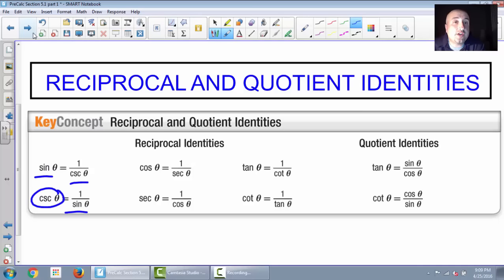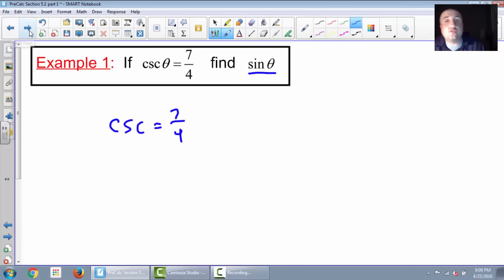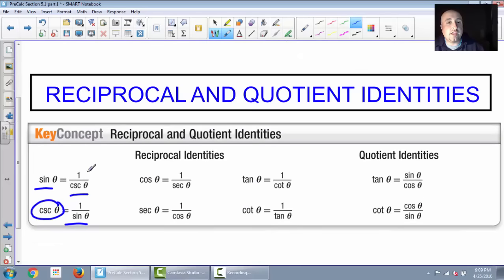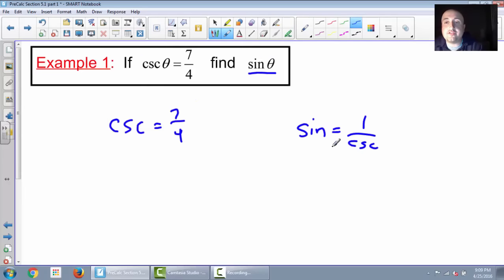Well, what are we trying to find? We're trying to find sine, so I'm going to use the one that says sine is equal to 1 over cosecant. So this first one right here. We're trying to find sine, and we know cosecant, so we're going to use this one. All I did was rewrite it, and then we fill in everything that we know. We don't know sine, but we do know cosecant. So sine is equal to 1 divided by 7/4.